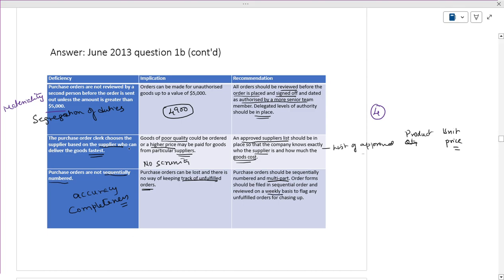It has to be reviewed on a weekly basis to flag, meaning to identify, any unfulfilled orders for chasing up. You are placing the purchase orders, so you should reconcile whether all the goods have been received against the goods received note. We are matching the purchase order with the goods received note. Any purchase order with no goods received note means the order is pending. Is it right? It is pending.